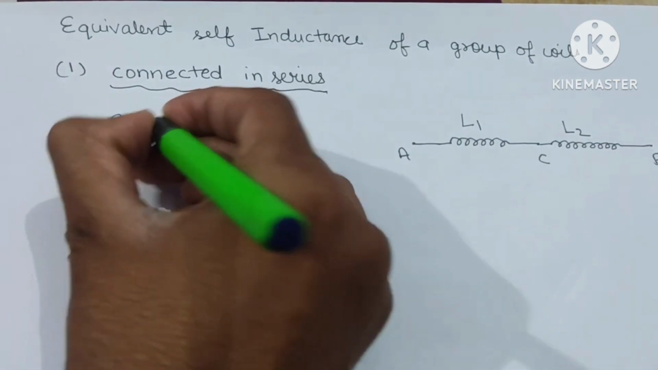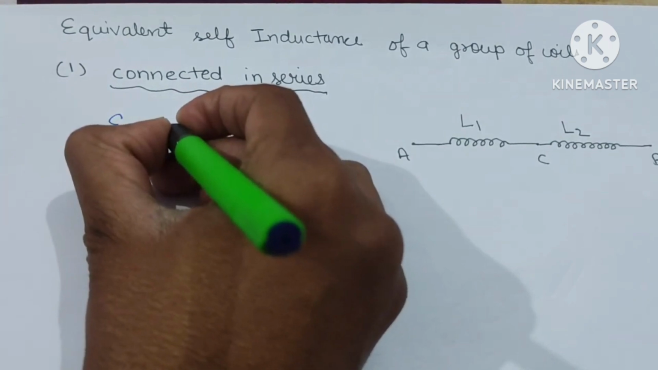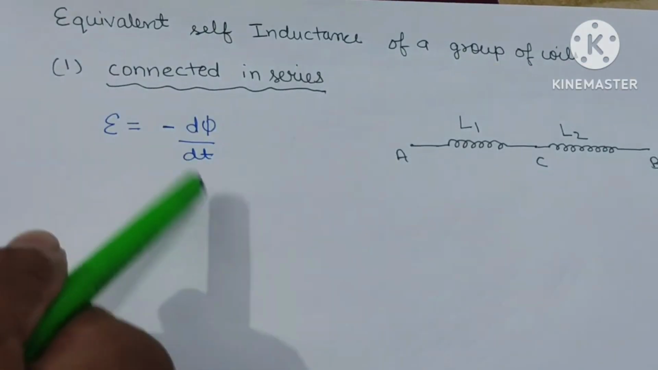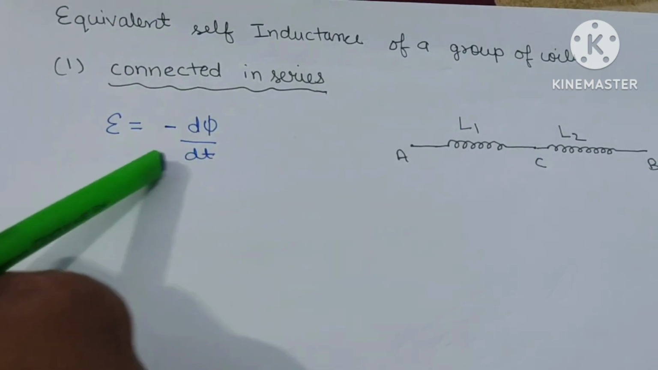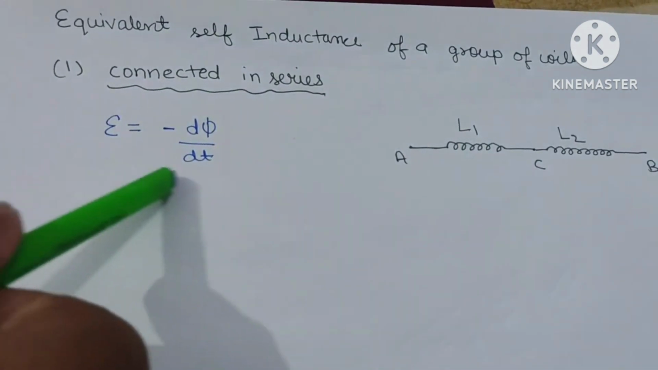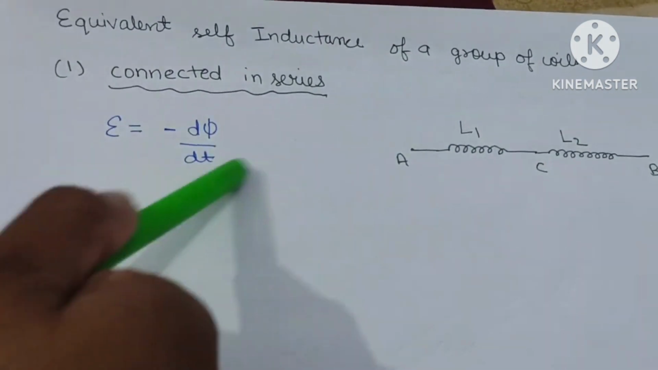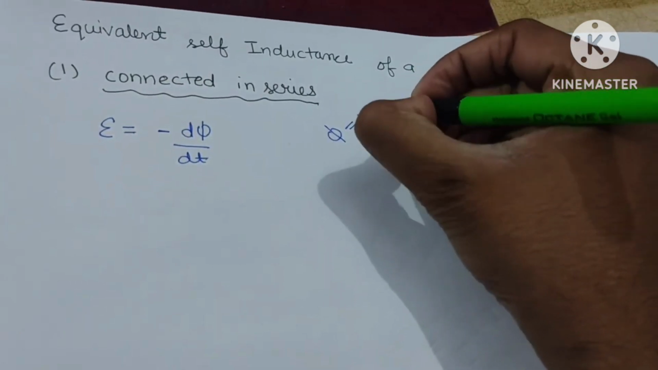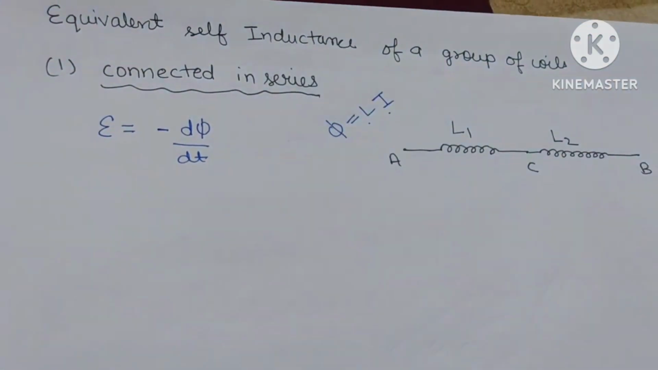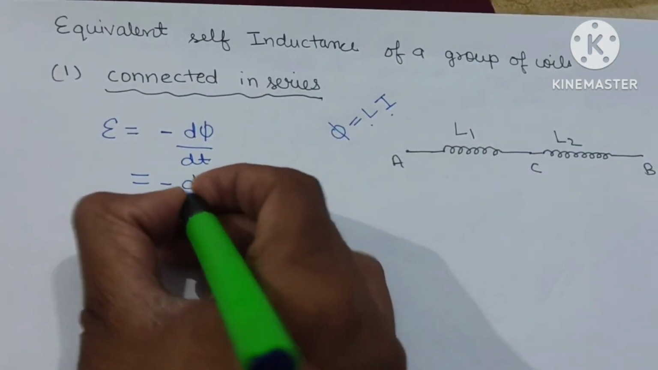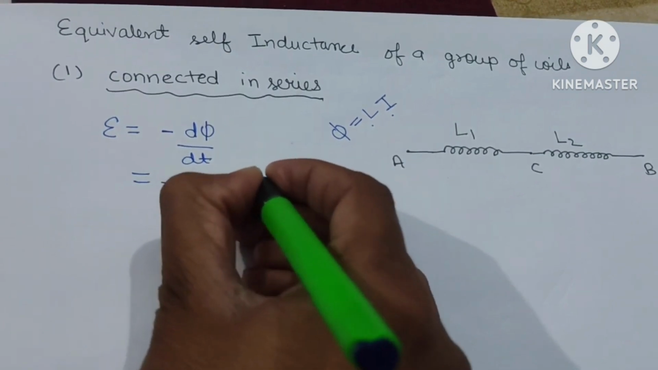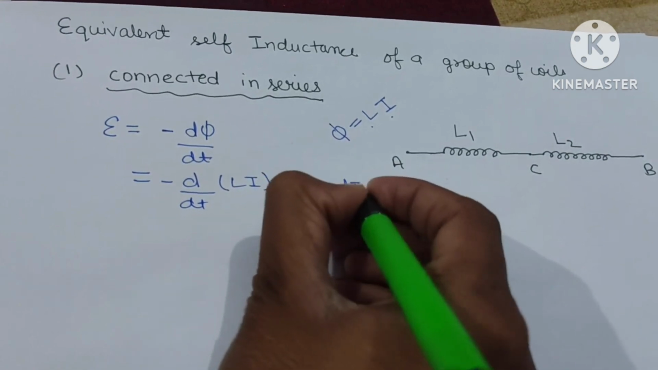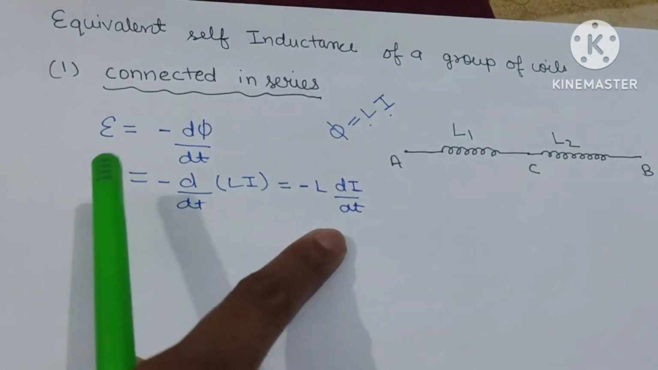We know that the EMF is equal to minus dφ/dt, the change in flux with respect to the change in time. This is the induced EMF formula. We know that φ is equal to Li, where L is the inductance and i is the current. If we put this in for φ and differentiate, it becomes minus L di/dt.